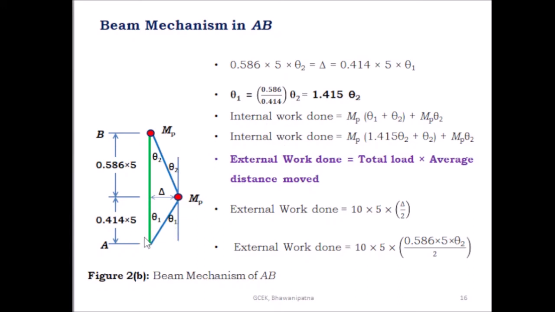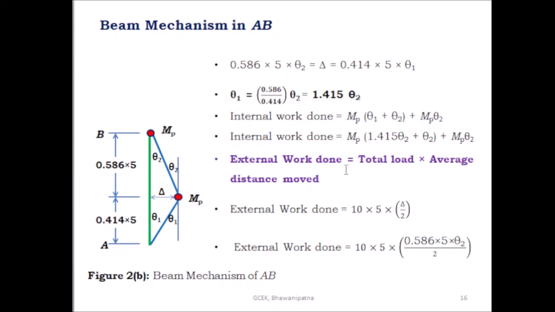Then find the internal work done. Here there is no hinge, so the internal work done is 0. Here the internal work done is MP into theta 1 plus theta 2, and here it is MP into theta 2. So the total internal work done is MP into theta 1 plus theta 2, plus MP into theta 2. We know theta 1 is equal to 1.415 theta 2, so putting the value, the internal work done is MP into 1.415 theta 2 plus theta 2, plus MP into theta 2. This is the internal work done, and now find the external work done.